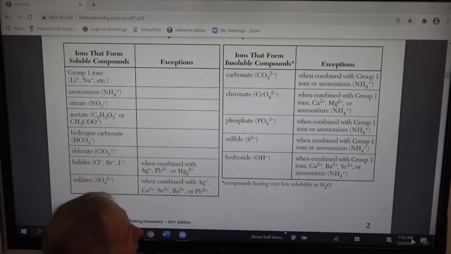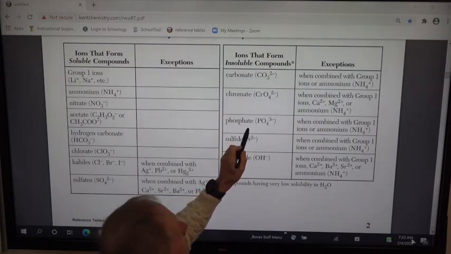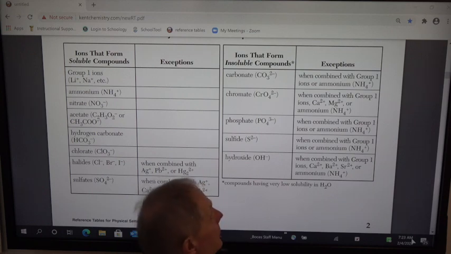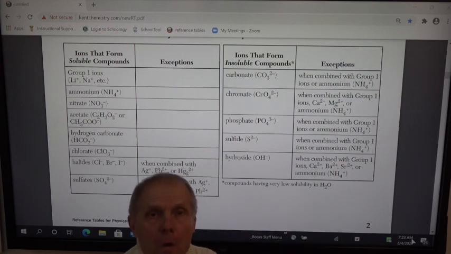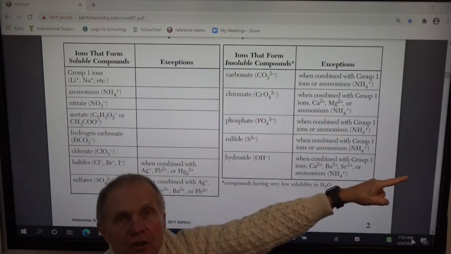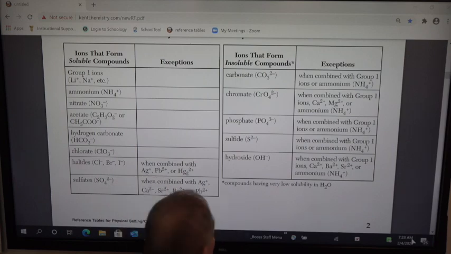Okay? So now we have barium phosphate. So we come over here to phosphate. Phosphate's always insoluble unless it's combined with group 1 or ammonium. So, since it's combined with barium, and barium is not a group 1 metal, it's insoluble, which means it's going to fall out, which means it's a precipitate, which means the reaction will go to completion. It doesn't have a chance to be at equilibrium because they're losing some of the product. Okay, so let's check it out.